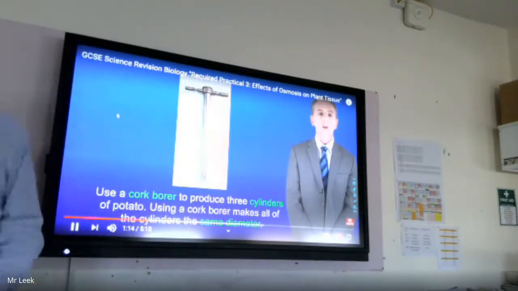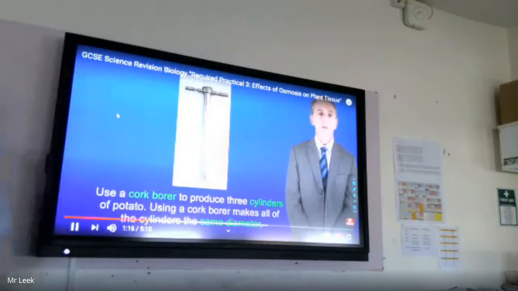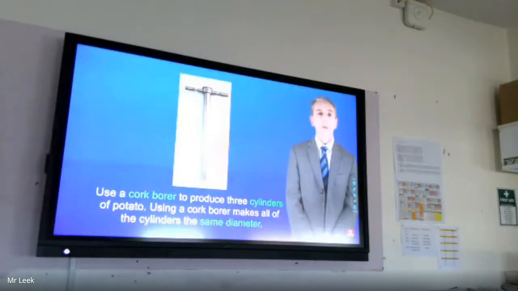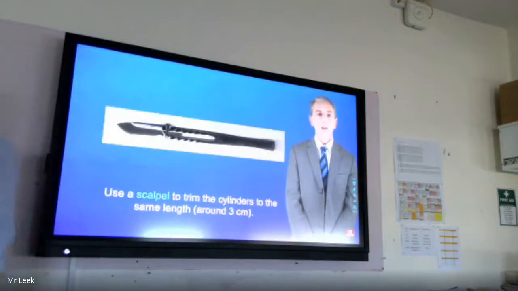Use a cork borer to produce 3 cylinders of potato. Using a cork borer makes all of the cylinders the same diameter. We then use a scalpel to trim the cylinders to the same length. Around 3 centimeters is a good value. If we use shorter cylinders, then we might not be able to measure the effect of osmosis.